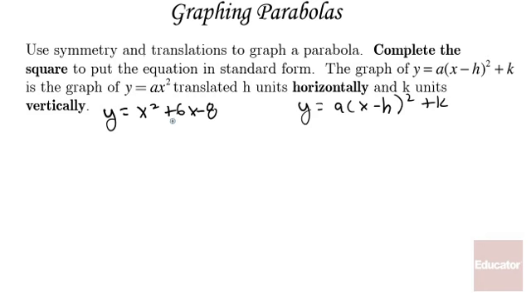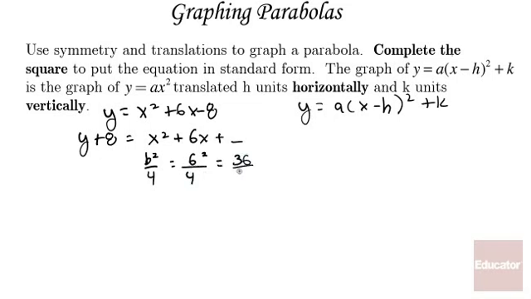First, I'm going to isolate the x variable terms on the right side of the equation. So I'm going to add 8 to both sides. Now I'm going to complete the square. I'm going to focus on this, and I need to add a term to it to make this a perfect square trinomial. The term I'm going to add is going to be b squared over 4. In this case, b is 6, so this is going to give me 6 squared over 4, which is 36 divided by 4, which is equal to 9. So that's what I need to add in here.